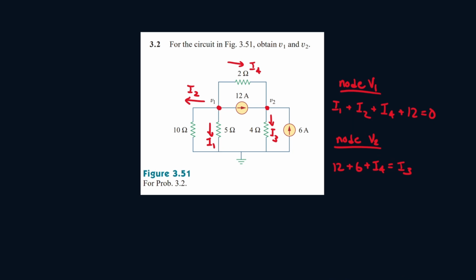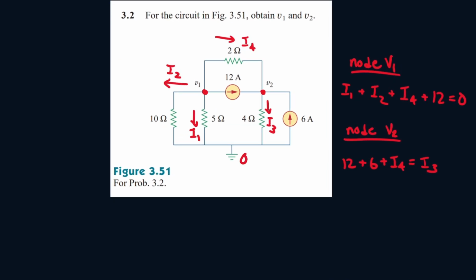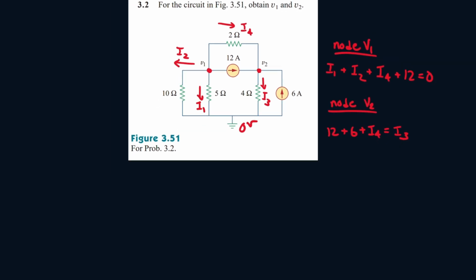And let's find some equations for these I's. We know this is the ground node, so that's 0 volts. So the equation for I1, we see the voltage goes from a high potential to a low potential, so it'll be V1 minus 0 all over the resistor it travels through, so it'll be 5. So it'll just be V1 over 5. I2, it's V1 and it's heading towards 0 volts, and it's all over 10. So V1 minus 0 all over 10.